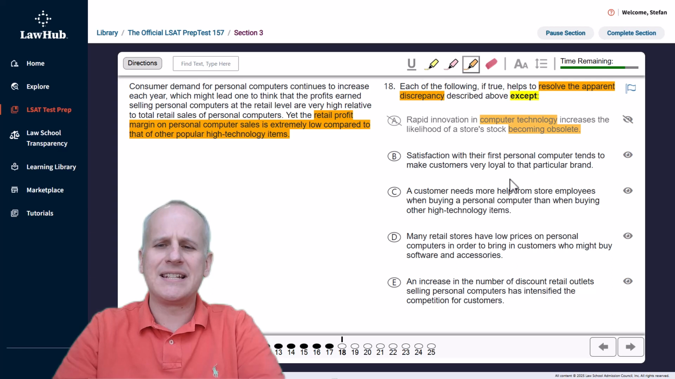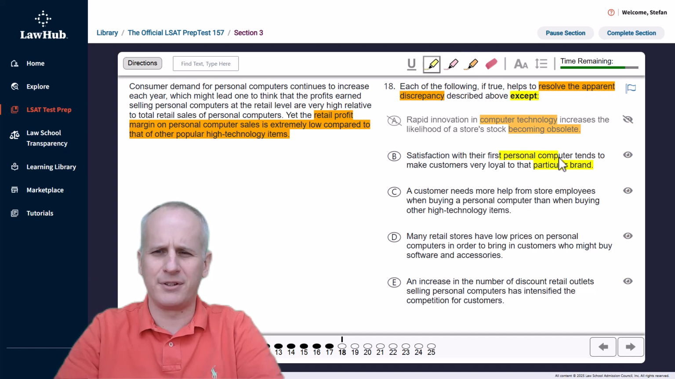Next, choice B, satisfaction with their first personal computer tends to make customers very loyal to that particular brand. Well, we didn't discuss brand. And just because it's the first personal computer, does that mean they want to replace that computer or not replace the computer? This actually needs additional information in order to help resolve the discrepancy. And if you are tracking the task closely, you should recognize that B is going to be our correct answer.